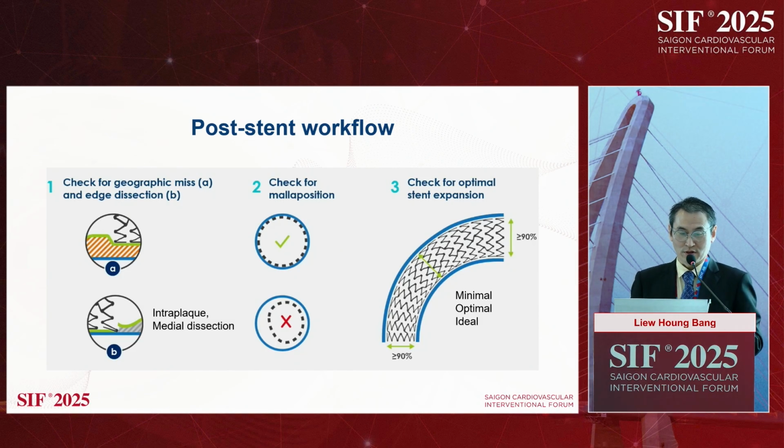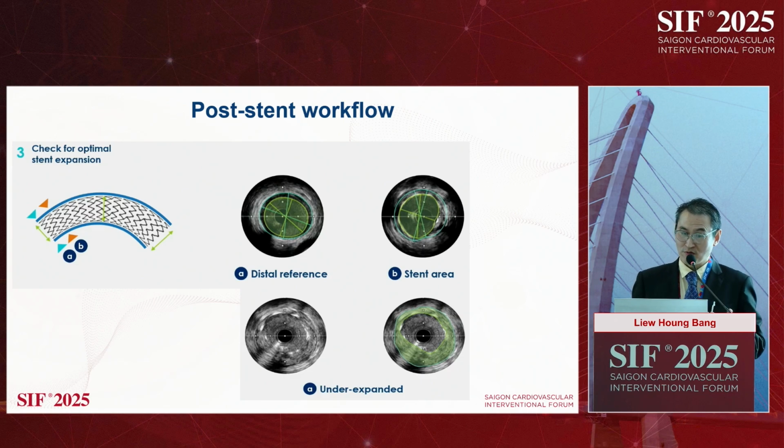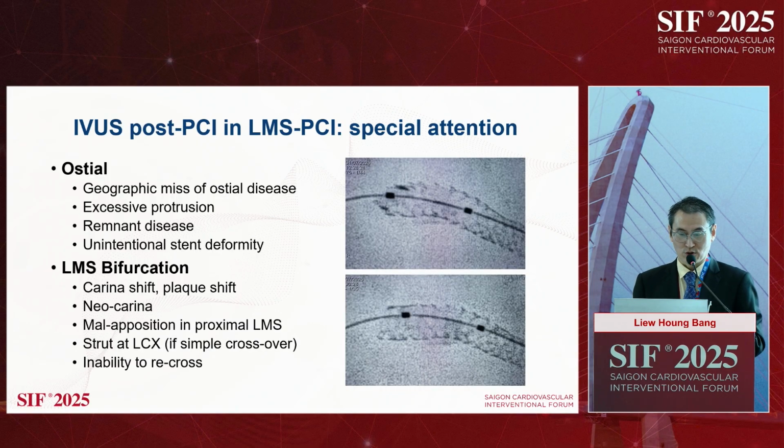Otherwise, post-procedure, we have to look at whether we have covered the lesion and also covered it well. So we may look at undersizing or oversizing, whether there is a miss or a dissection, well-apposed stent or malapposition. And then, of course, the stent expansion, which we're going to focus a little bit more on here. We heard from the previous speaker about this. We have to look at the reference, the stent area, as well as where there is under-expansion.